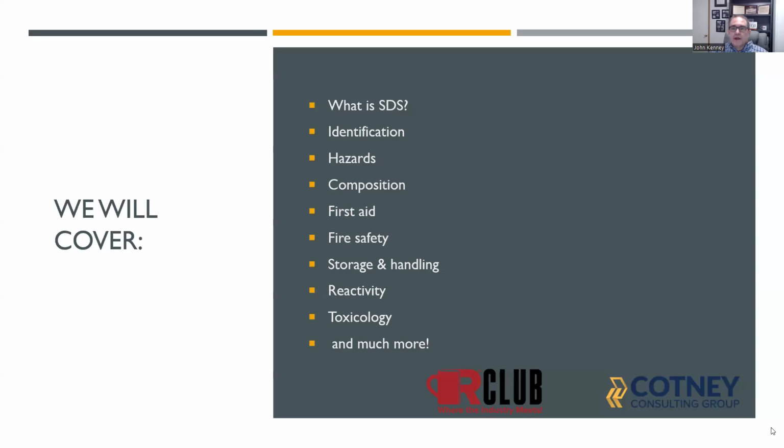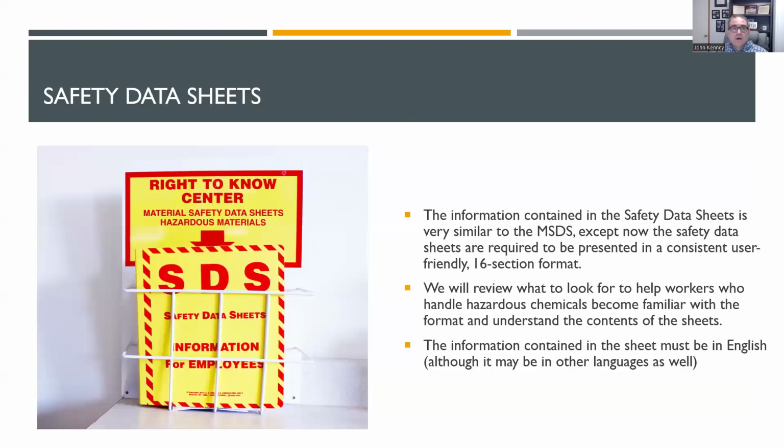So what are we going to cover today? We're going to talk about what is an SDS, the identification area, the hazards, the composition, first aid, fire safety, storage and handling, reactivity, toxicology, and more. So what is a safety data sheet or SDS? The information contained in a safety data sheet is very similar to the material safety data sheets, MSDS, except now the safety data sheets are required to be presented in a consistent, user-friendly 16-section format.